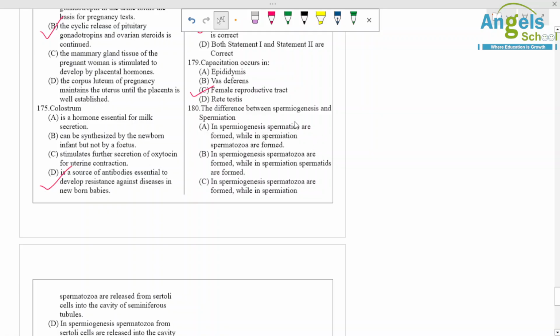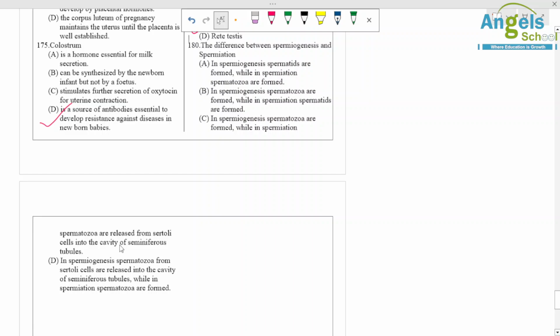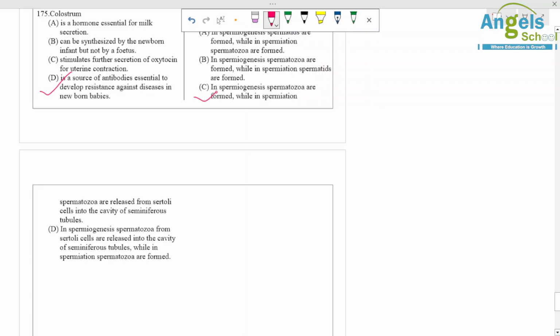Difference between spermiogenesis and spermiation is in spermiogenesis spermatids are formed while spermiation spermatozoa are formed. Wrong option. In spermiogenesis spermatozoa are formed and spermiation में spermatid. Wrong option है. In spermiogenesis spermatozoa are formed. Right है ये. While in spermiation spermatozoa are released from Sertoli cells into the cavity of seminiferous tubules है. Right है option. Both definitions right है इसमें.